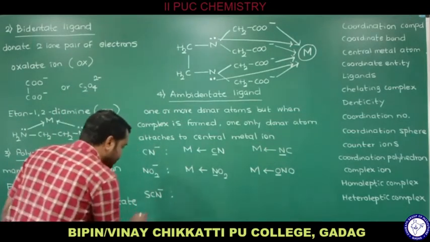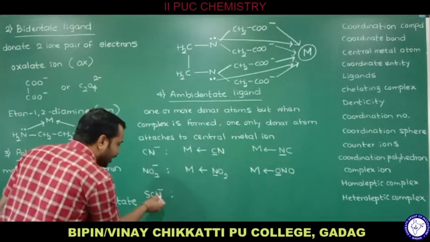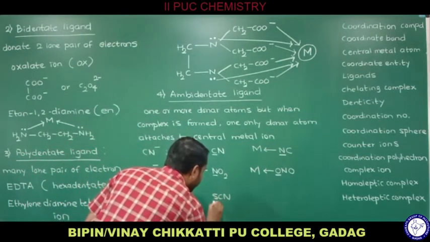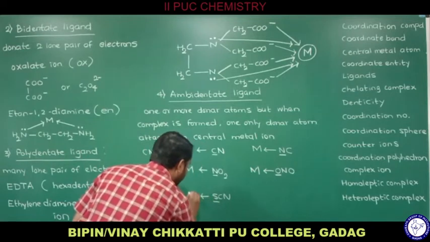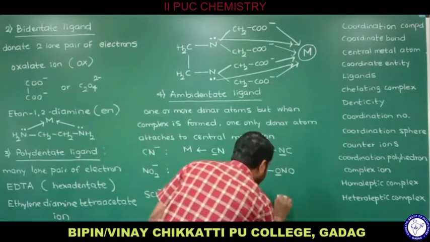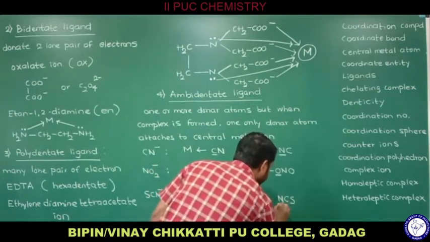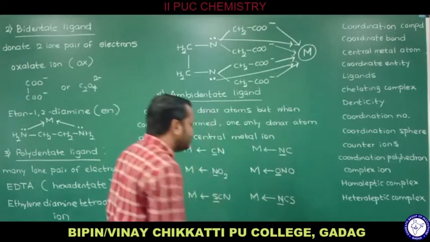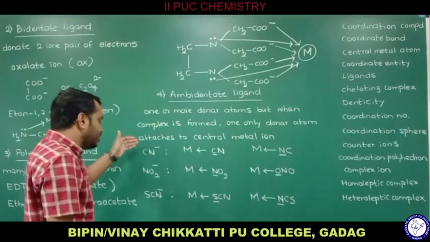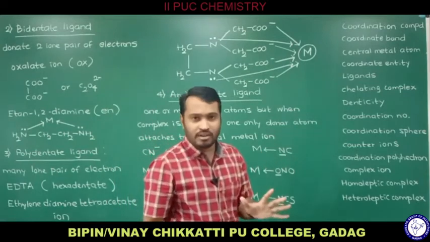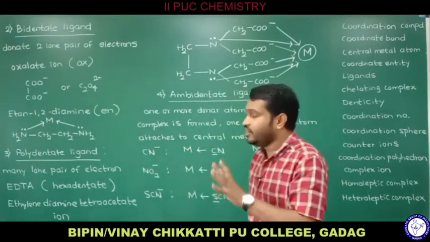In this case, sulfur can donate as well as nitrogen can donate. So here what I do, SCN, if sulfur donates, that is going to be attached with the central metal atom, and if nitrogen donates, that is going to attach with the central metal atom. So try to remember, these are the examples where we have more than one donor atom, and that we call an ambidentate ligand.